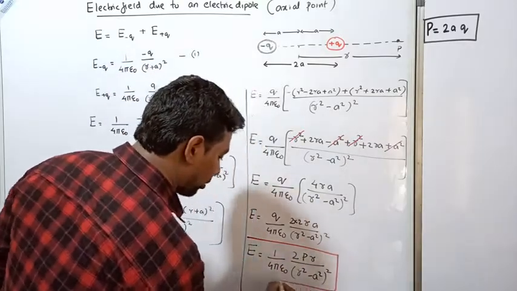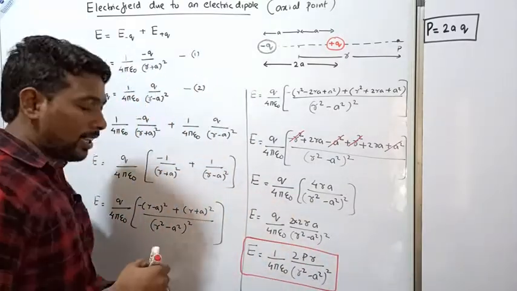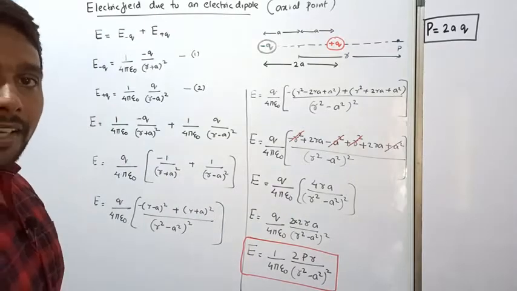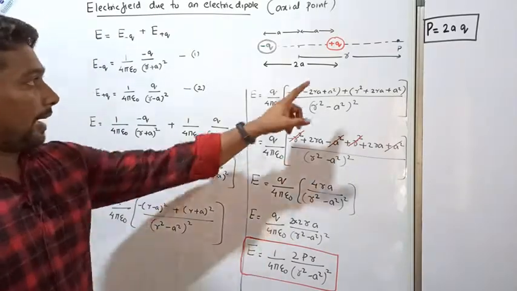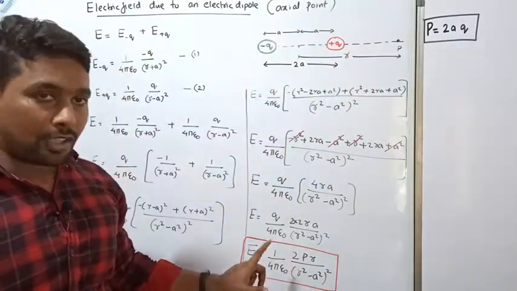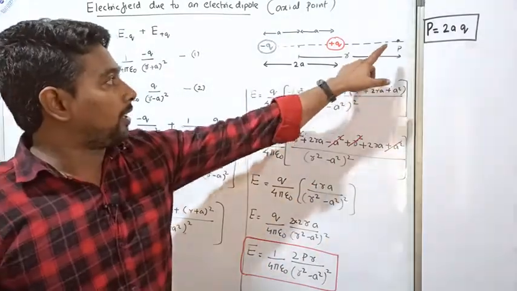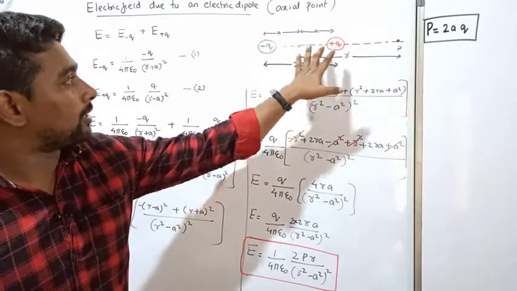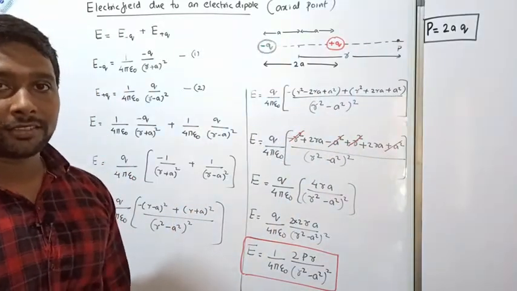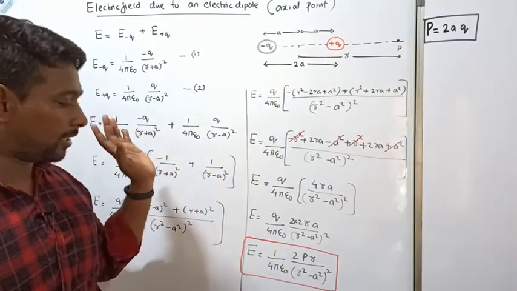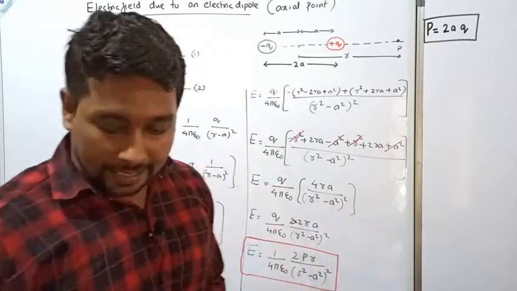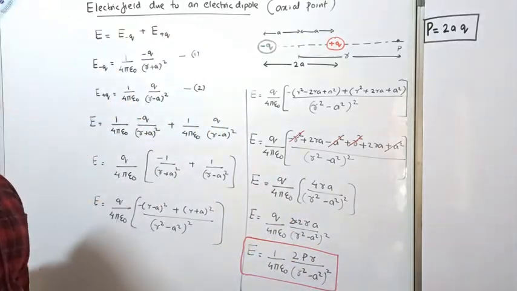This is only the magnitude. This is our equation for the electric field due to a dipole at this point. This is the equation for the magnitude of the electric field at this point due to this dipole. You got it? You got the equation? Understand? Okay. Let's discuss some cases over here.